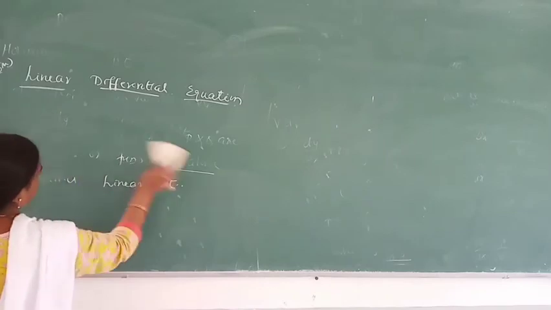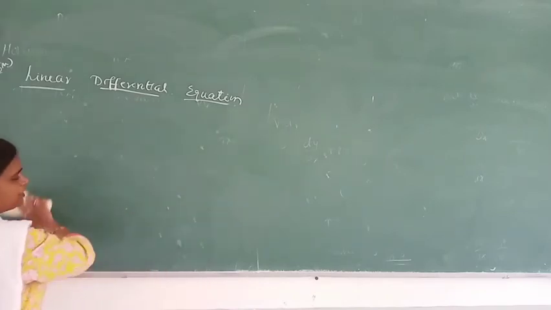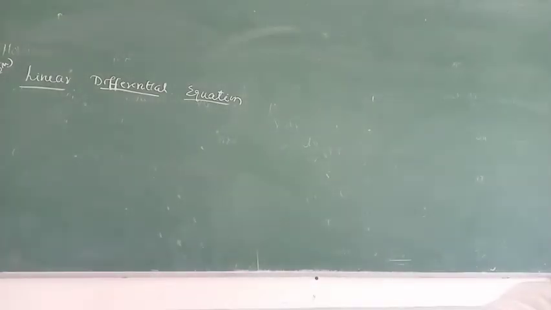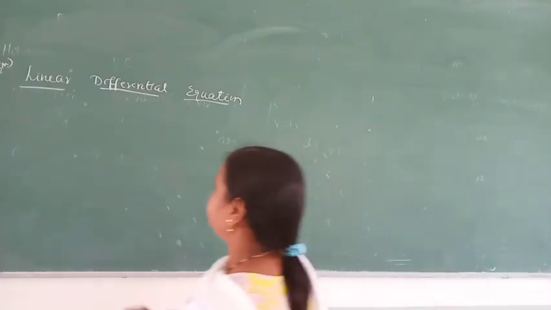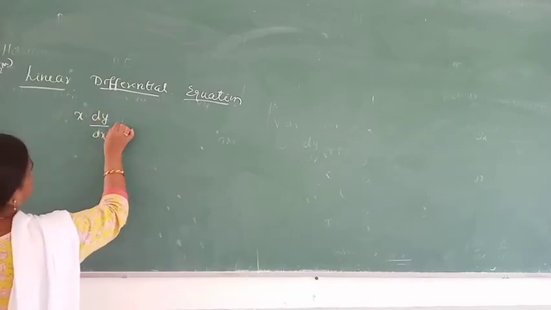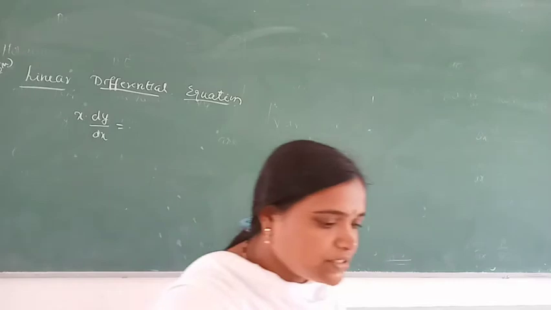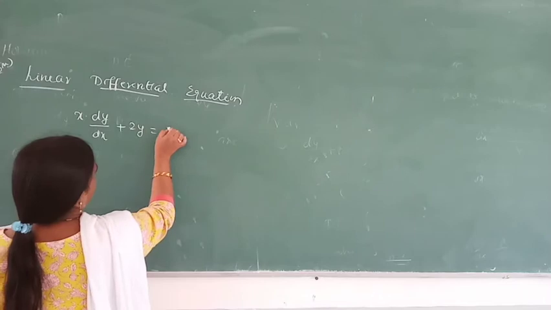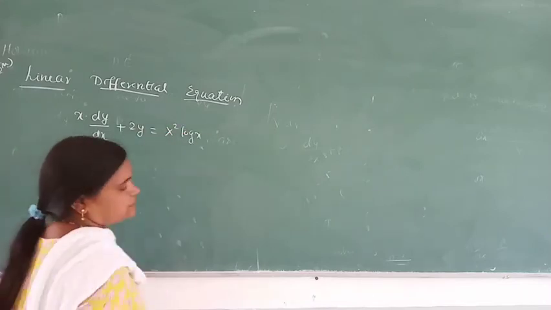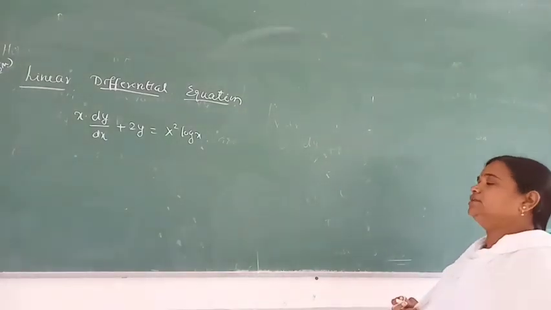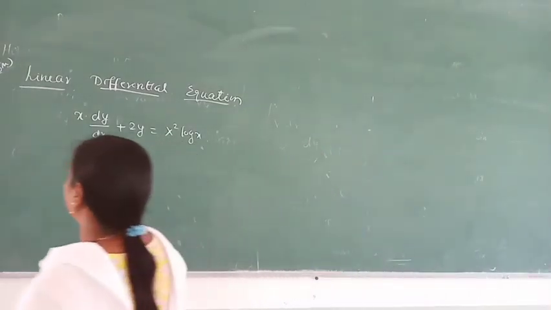Okay, we will do examples one by one. Examples are very important. It is compulsorily asked in the exam for 5 marks. It is a fixed question. Remember that. We will take one example: x into dy by dx plus 2y equal to x square log x. This is the given example. We will do the solution.